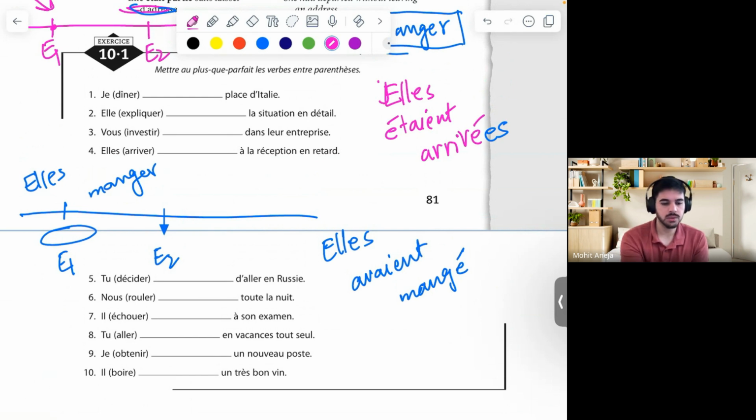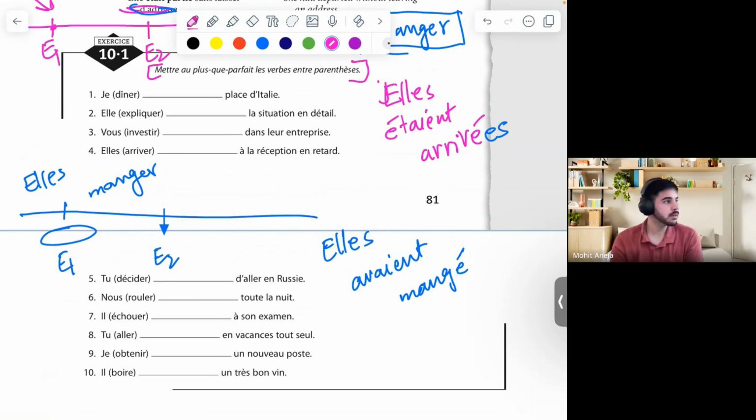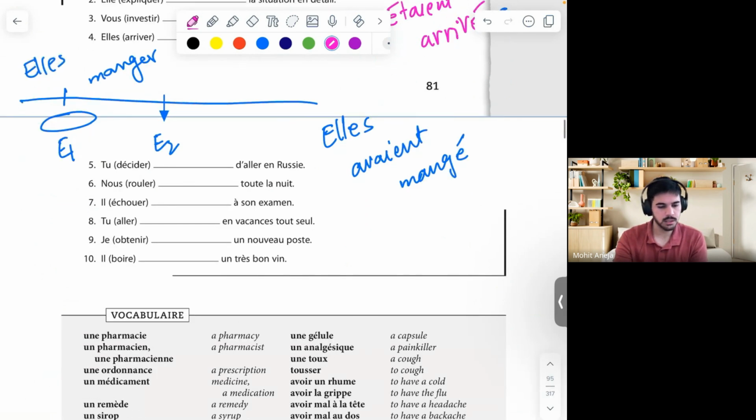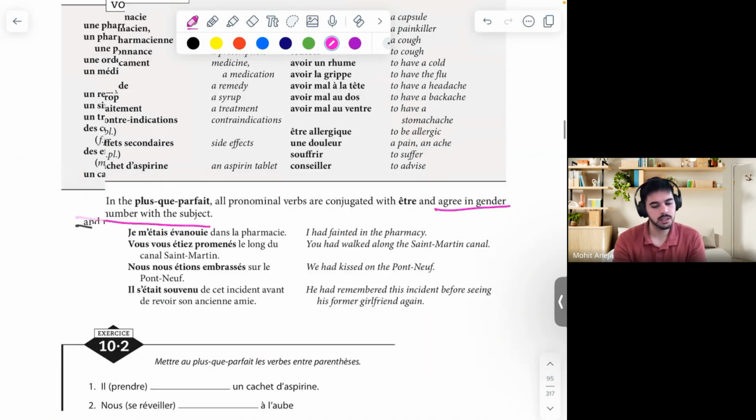Consigne मतलब जो instructions होते हैं, ठीक है? Quelle est la consigne? Mettre au plus-que-parfait les verbes entre parenthèses. Put in PQP the verbs in parentheses. Okay, so we just have to conjugate with plus-que-parfait. And they are not concerned with the events happening before or after. They're just interested in teaching you this subject. Okay, you can do this. This is easy. You have to just decide whether it's être or avoir and put extra e and s accordingly. Okay.